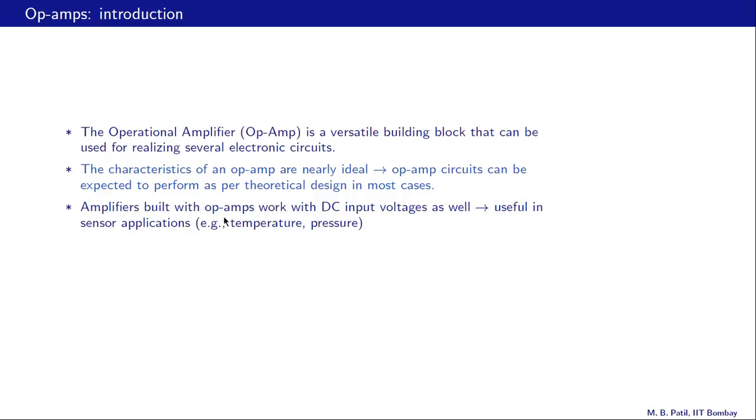Amplifiers built with op-amps can also work with DC input voltages, and this makes them very useful in sensor applications. For example, you want to measure a temperature or a pressure, so there is a voltage which is proportional to the temperature that you want to measure, and that could well be a DC quantity or a very, very slowly varying quantity, because temperatures don't normally vary very rapidly. So this feature of op-amps is surely very useful.